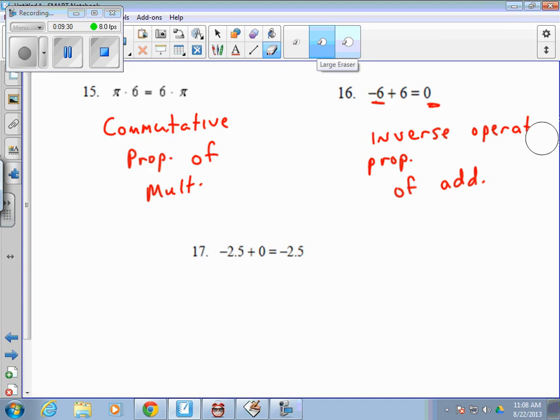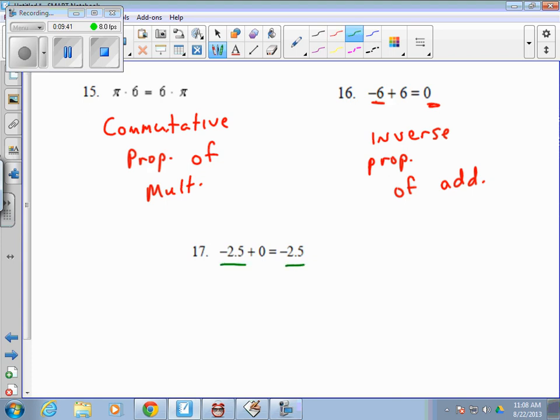If it, like I said, if it changes from what it is to 0. Notice number 17. What is it at the beginning? Negative 2.5. And what is it at the end? It's the same, negative 2.5. So that stays the same. It keeps its identity. So that's the identity property of addition.